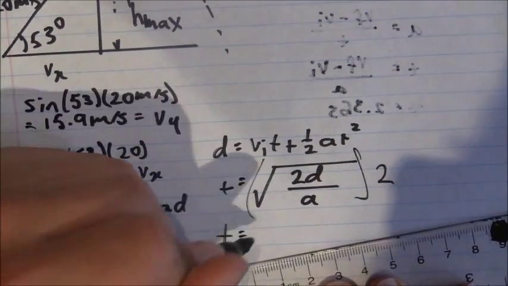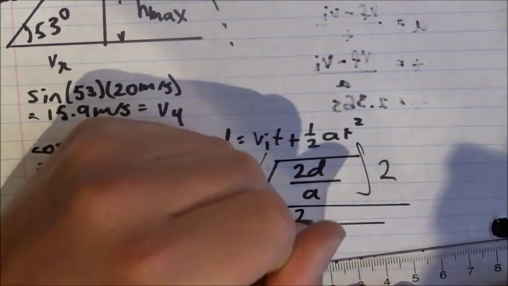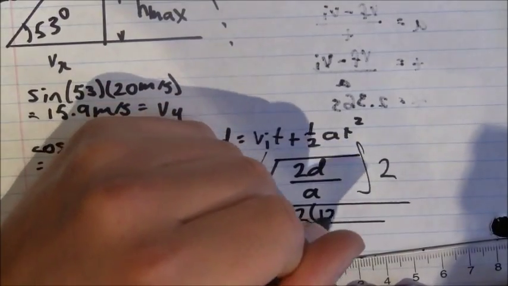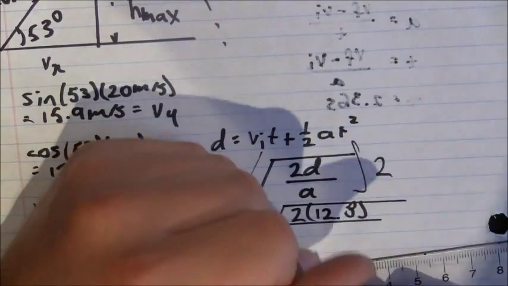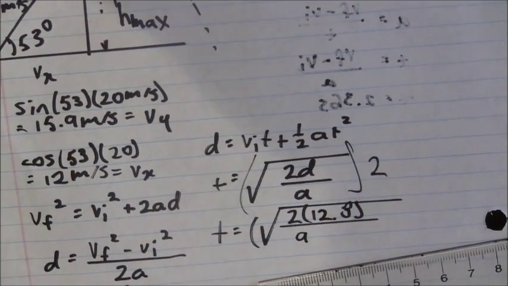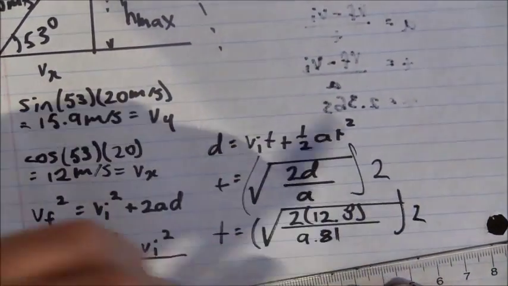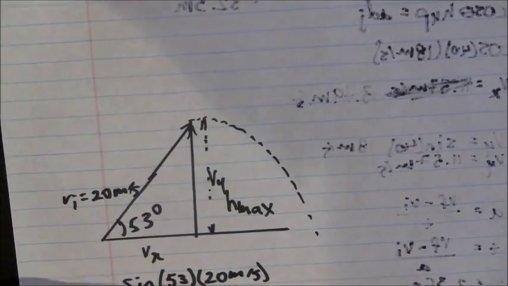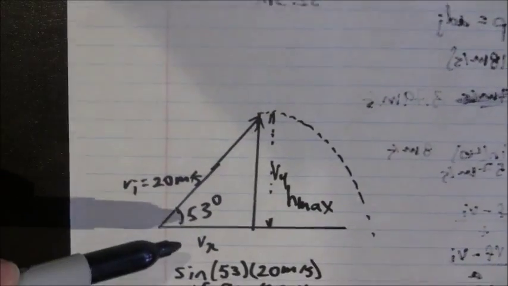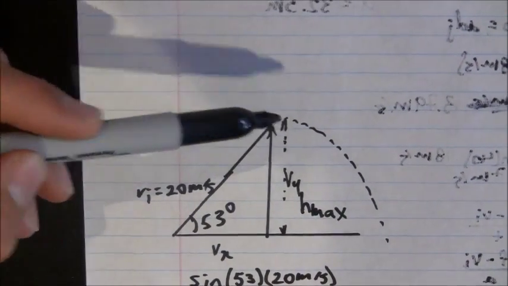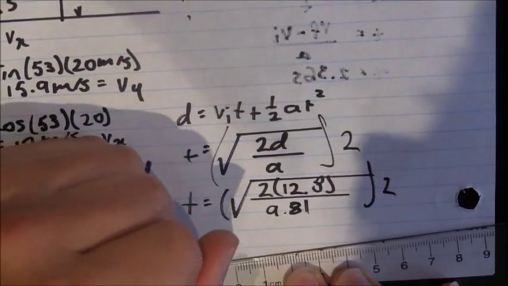So to find time, we simply plug in 2 times 12.8 over A, which is 9.81, positive in this case because we don't want negative time. And we multiply that by 2 because what we're finding with this calculation is the time it'll take for it to fall. And we multiply by 2 to find the time it'll take to hit the top. So if we do that, we get a time of 3.26 seconds, approximately.